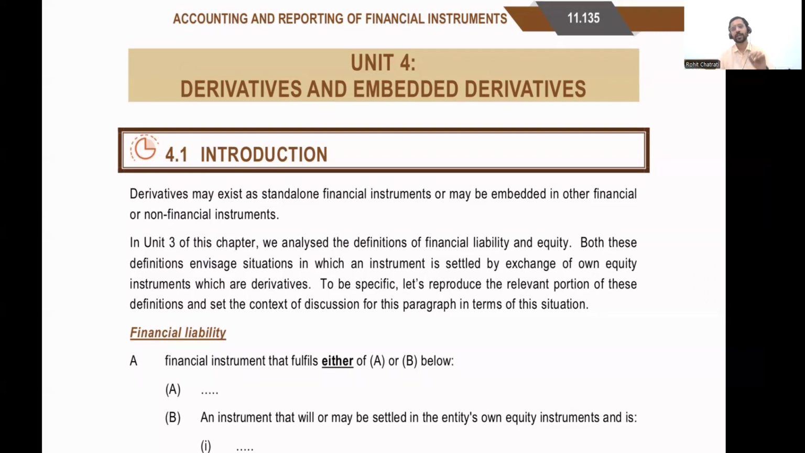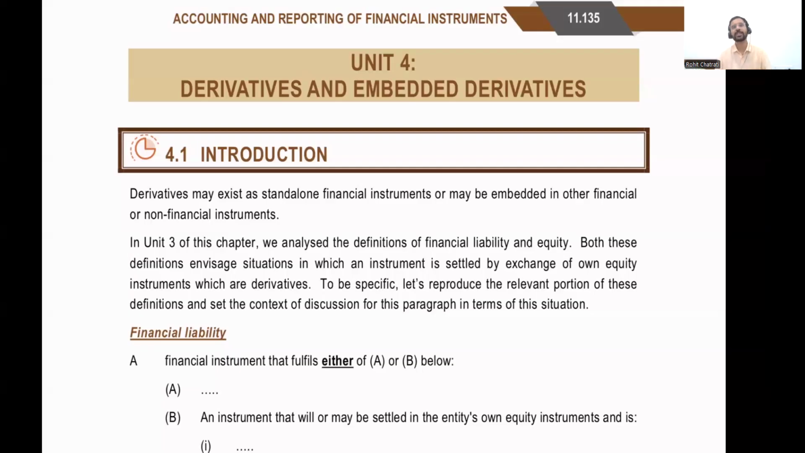Before we start solving illustrations in Unit 4, which is derivatives and embedded derivatives, I would like to have some basic discussion about derivatives, which will help us in solving illustrations later. So derivatives, as per Ind AS 109, are defined as any contract which satisfies three conditions. Any contract which satisfies three conditions will be regarded as a derivative as per Ind AS 109.